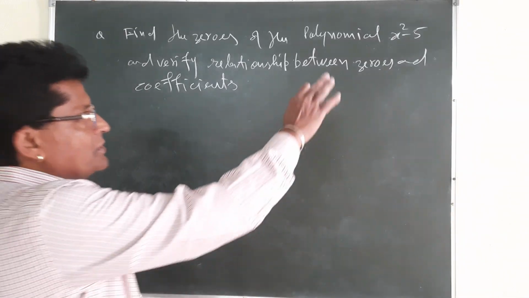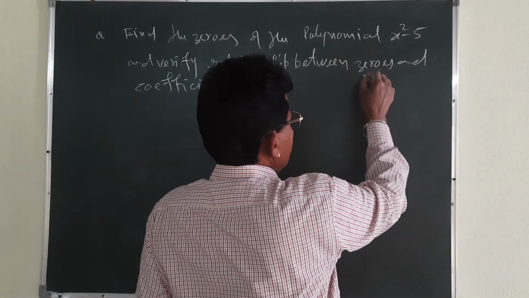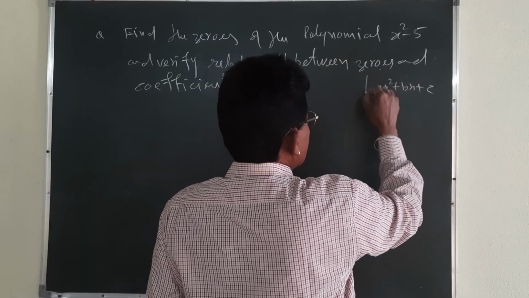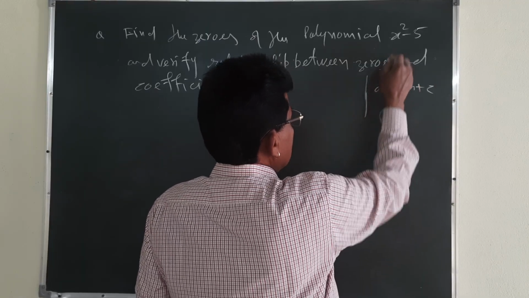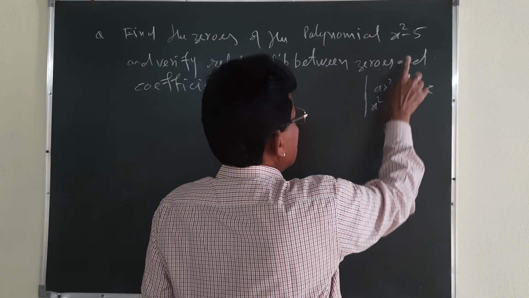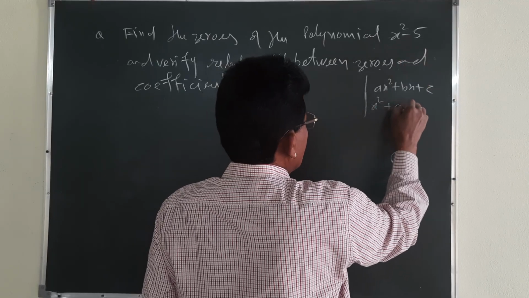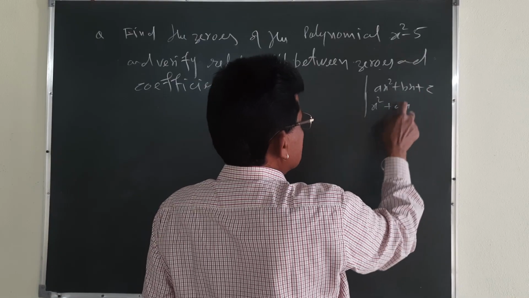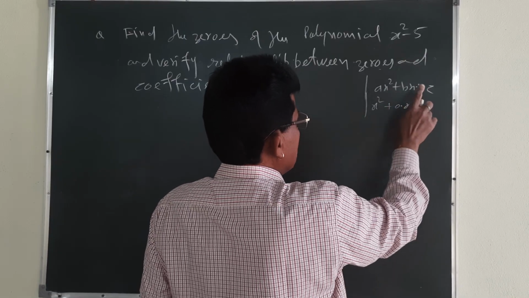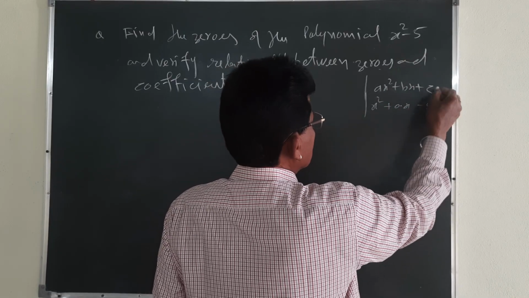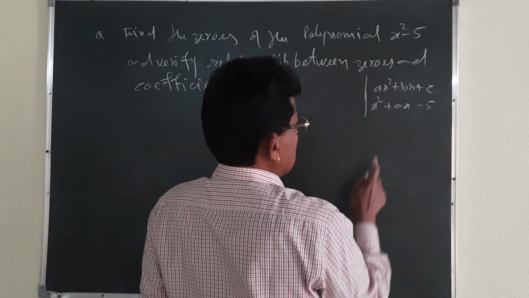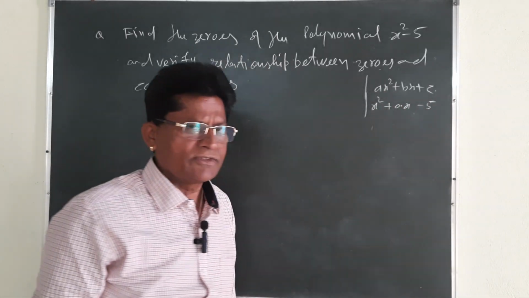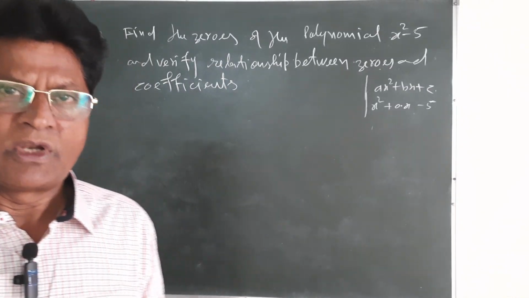I told you this is the same kind of form, ax square plus bx plus c. Take x square and bx, suppose 0 into x. This term is not there, 0 into x means 0. And minus 5. In place of a is 1, in place of b is 0, and c is minus 5. That is why a similar kind of polynomial is given.